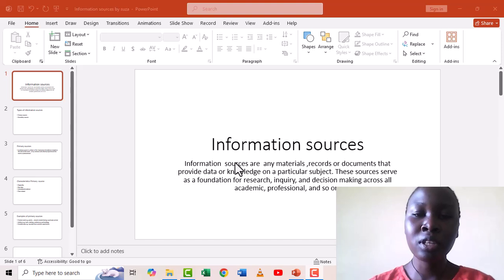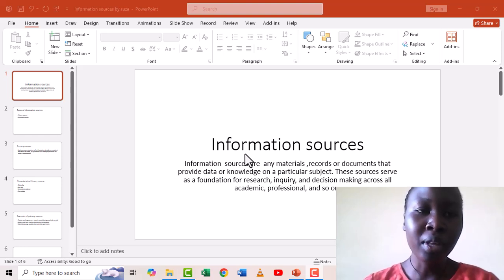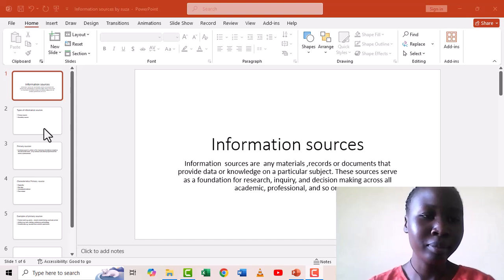For this particular example, let me say they've given you a task to go and search about behavior, a case in point for biology students. So your information source will be the Science or biological sciences. Now let's go straight away to the types of information sources.